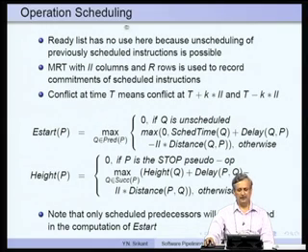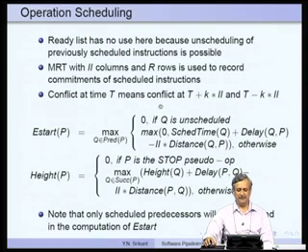So, we know that we are going to use operation scheduling. Operation scheduling implies that there is no ready list, because unscheduling of previously scheduled instructions is possible in any operation schedule. So, the ready list has no value. We use an MRT with II columns and R rows to record the commitments of scheduled instructions. I have already explained this before.